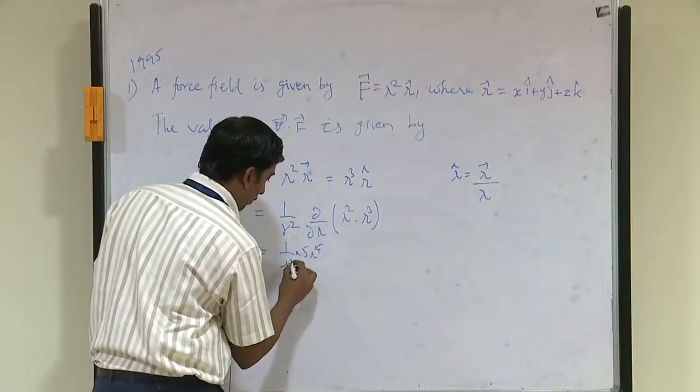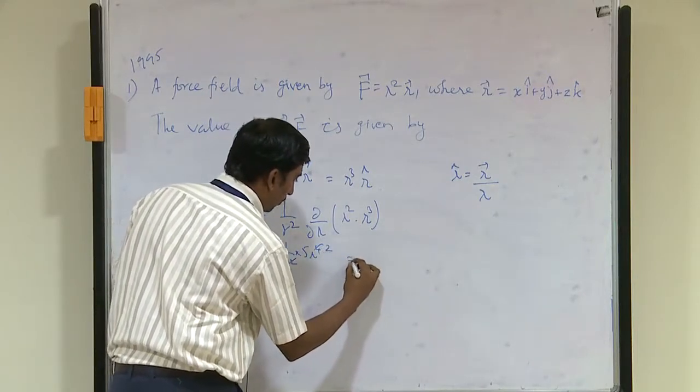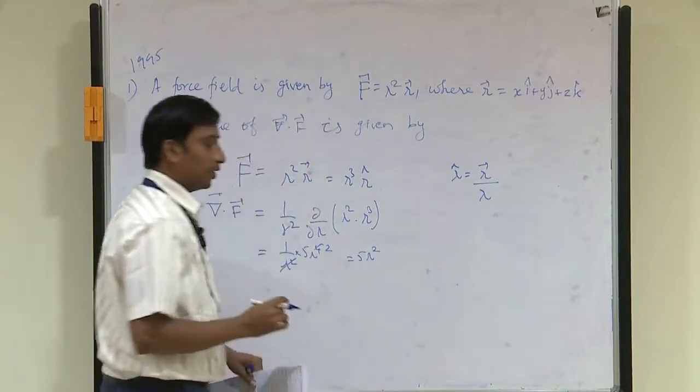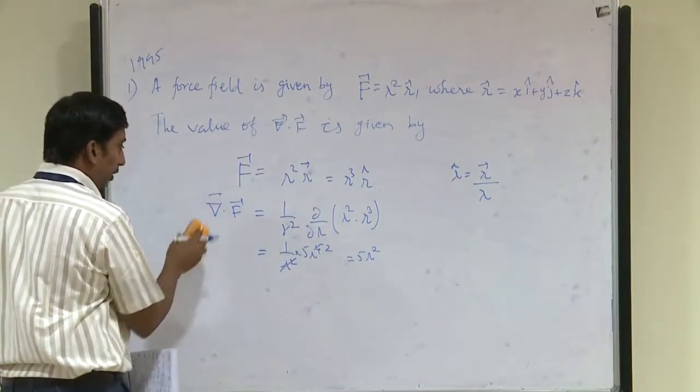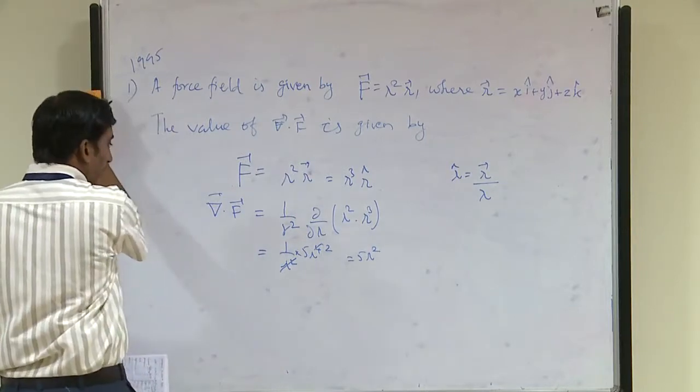r power 4. So this becomes 2. This is equal to 5r square. So that the calculation is now very simple. We need to only remember what is divergence of f.